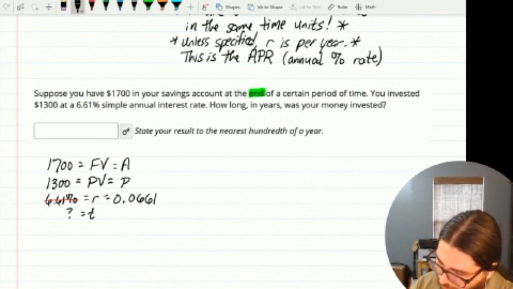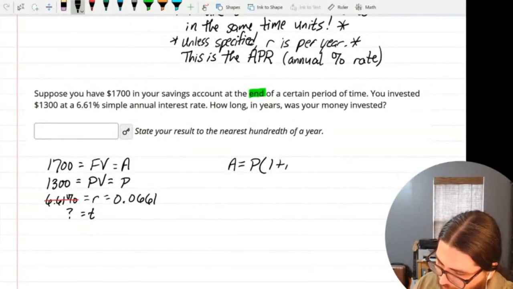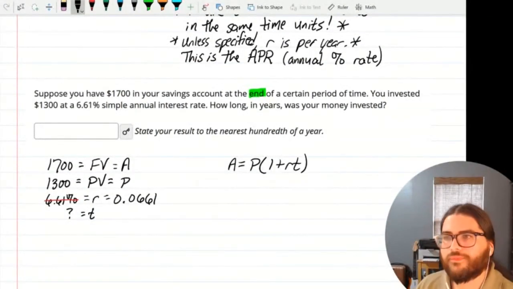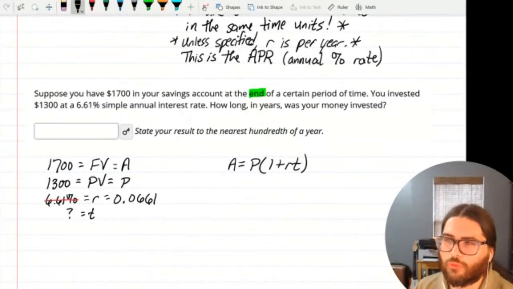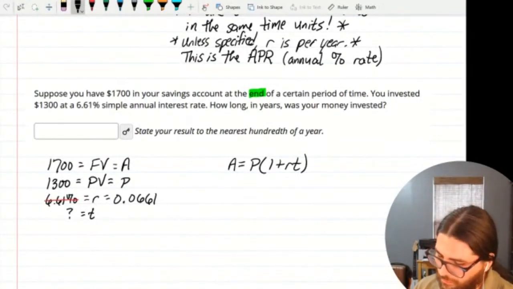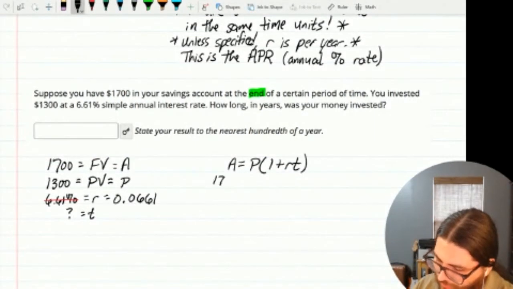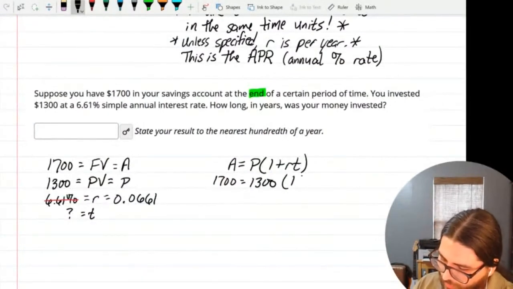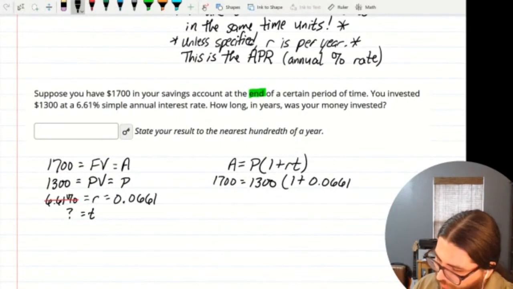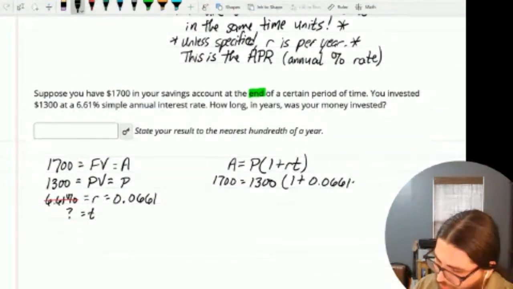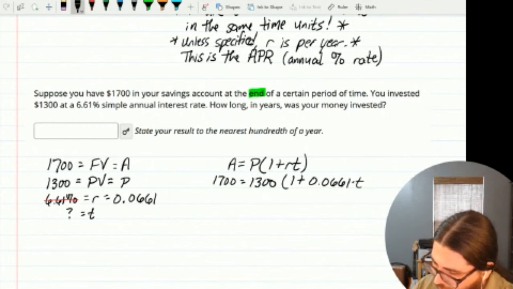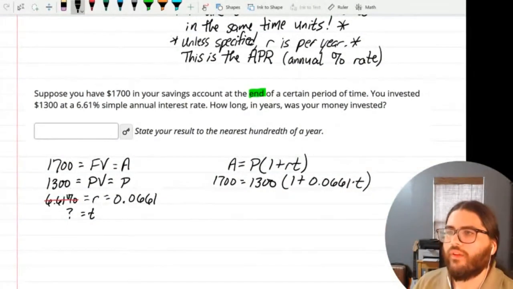Let me set it up. I will use the A equals P, 1 plus RT version of the formula. Like I said, that's the one you're most likely to see. So let me plug in some numbers. 1700, 1300, 1 plus decimal times T. I don't know what T is. So here I've set up an equation.